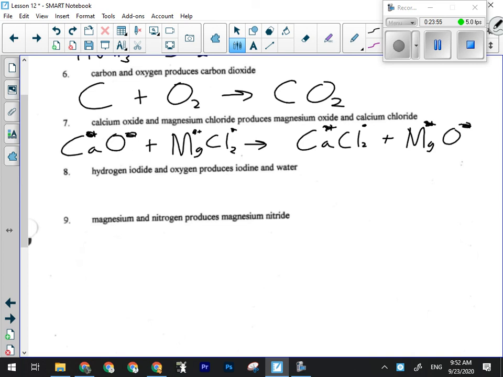Now I need to balance this. Good. Already balanced, right? Chlorine's a 2 on both sides, everything else is a 1. So it's already balanced. Questions on 7?